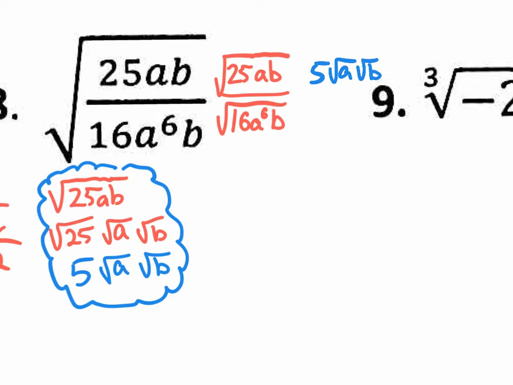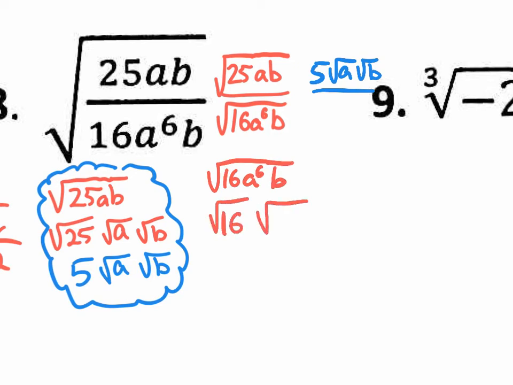Now on the bottom, let's do the bottom one now. We have the square root of 16 a to the 6th b. So let's split up the root. We're going to have the square root of 16, the square root of a to the 6th, and the square root of b. And we all know that the square root of 16 is 4. And we all should remember that the square root is really the power of 1/2, which is kind of like dividing this power by 2. 6 divided by 2 is 3. So I will have a to the 3. And the square root of b, I can't do anything with it, so I'm just going to bring it down, square root of b.